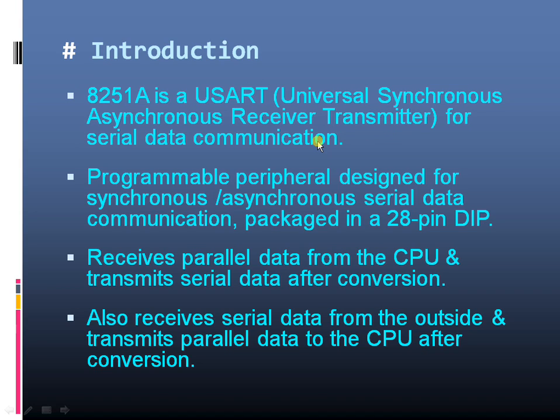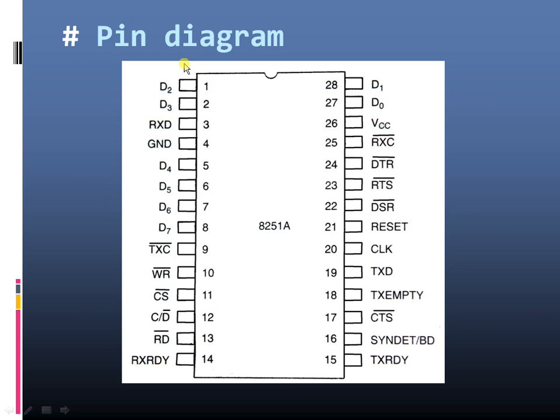Now it can act as a parallel to serial as well as a serial to parallel converter. Here it is provided in a 28 pin DIP package. Let us see the pin structure of 8251. As you can see, there are totally 28 pins, 14 on the left and the remaining 14 on the right side. So there are totally 28 pins present for this particular IC.